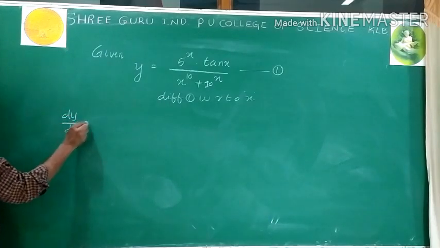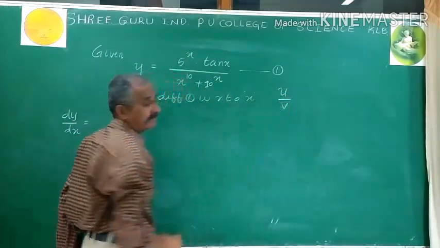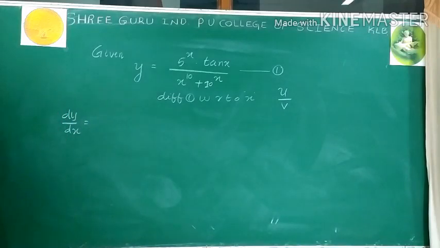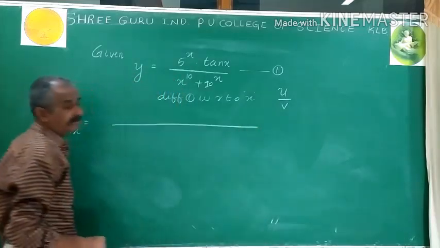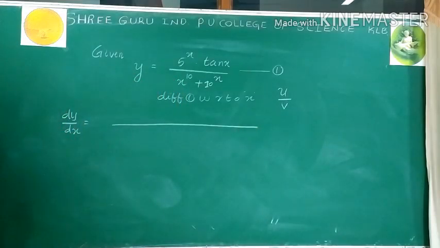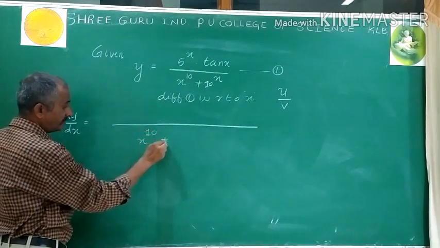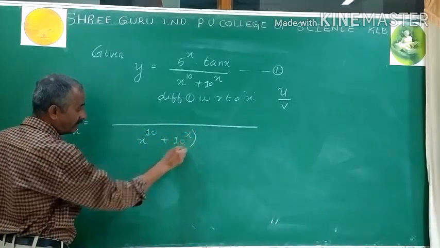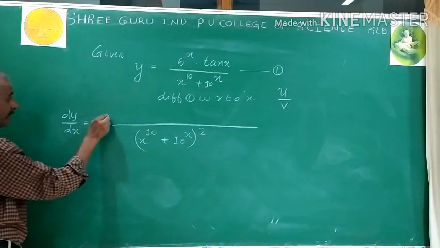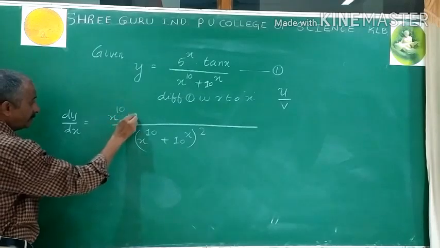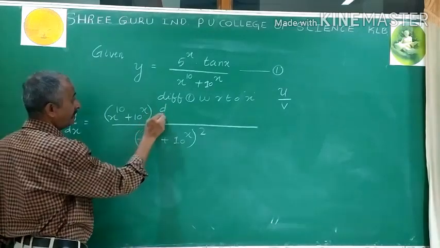Whereas on the right hand side, when you observe the entire problem, it is in the form of u divided by v. Hence we need to apply the quotient rule. Recall the quotient rule correctly in mind. What does the quotient rule say? First write the denominator whole square, meaning (x to the power of 10 plus 10 to the power of x) whole square, followed by the denominator x to the power of 10 plus 10 to the power of x multiplied by the derivative of 5 power x into tan x.